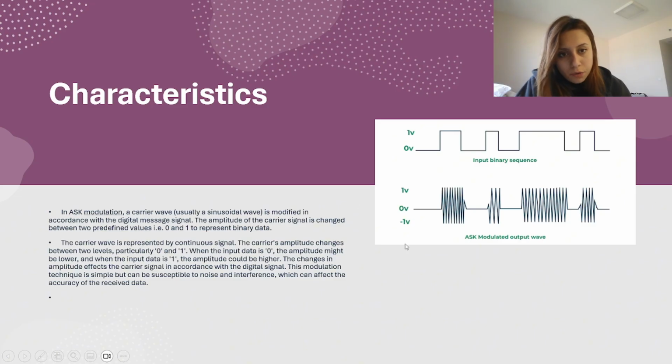This is a photograph. The carrier wave is represented by a continuous signal. The carrier's amplitude changes between two levels, particularly 0 and 1. When the input data is 0, the amplitude might be lower. And when the input data is 1, the amplitude could be higher. The changes in amplitude affect the carrier signal in accordance with the digital signal. This modulation technique is simple but can be susceptible to noise and interference, which can affect the accuracy of the received data.